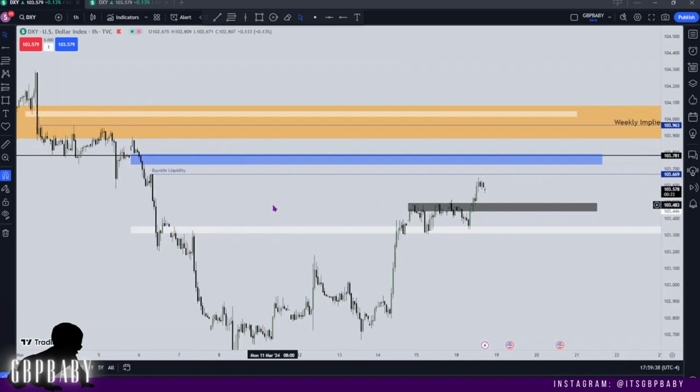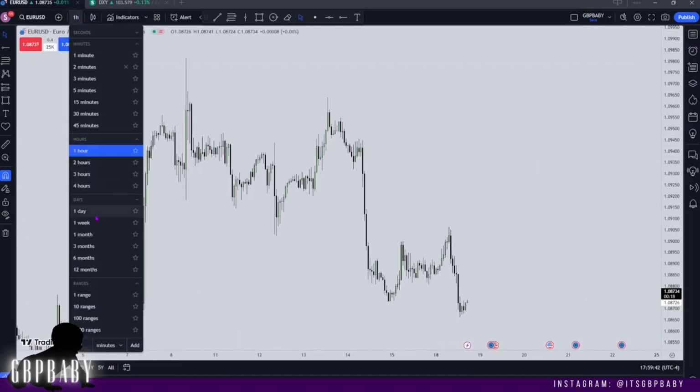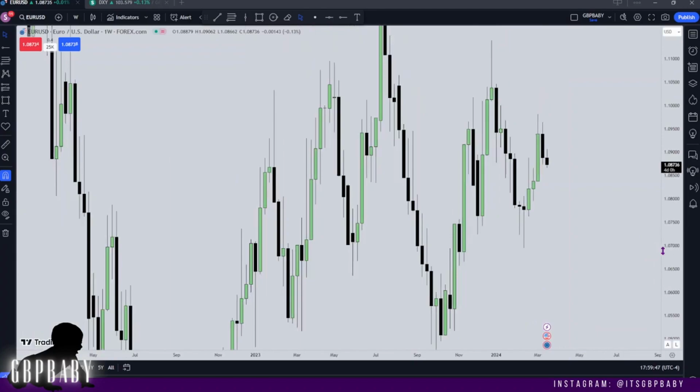So that's everything on dollar. I hope that makes sense. Now let's head over to Euro USD, and I'm going to start here on the weekly as well. And you'll see how we're trading lower just as expected.